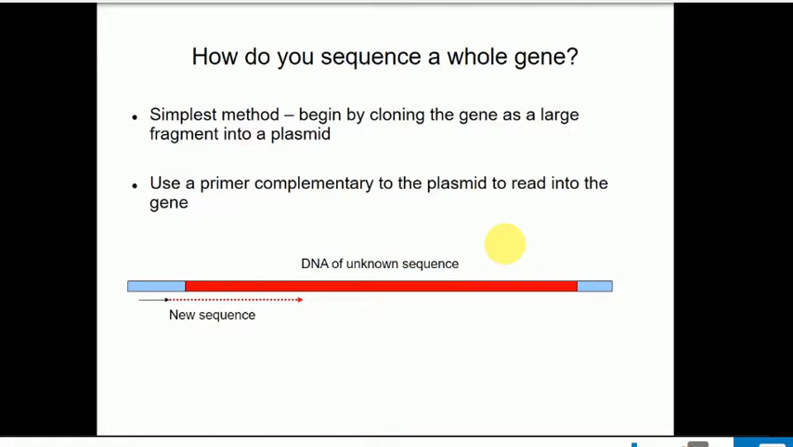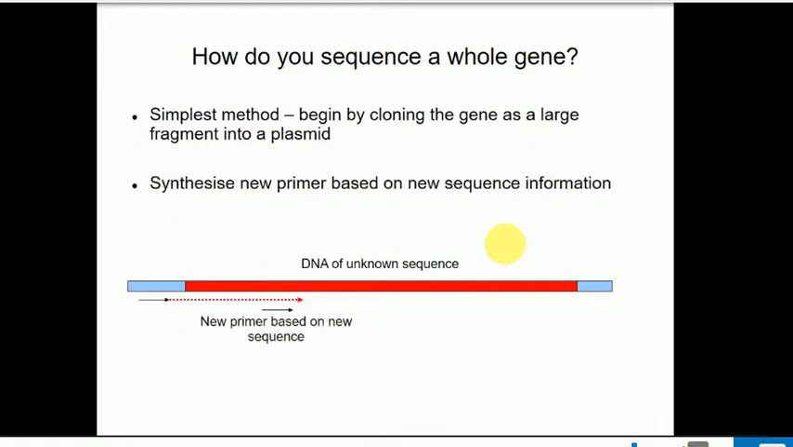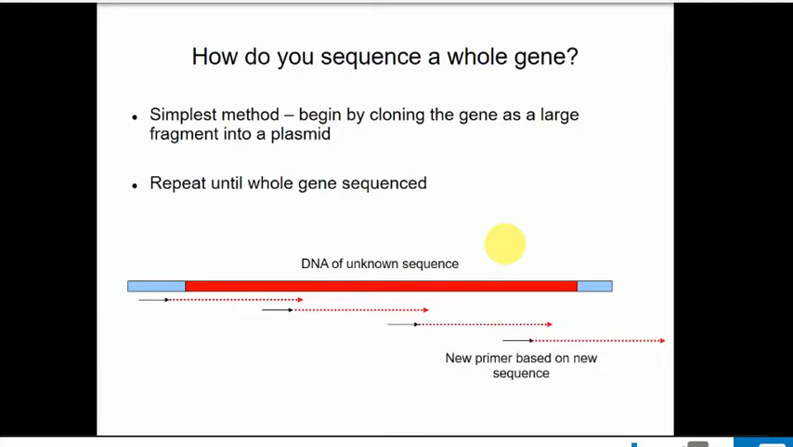But now we do know this sequence. Okay, we've got that from our first sequencing experiment. So we can design a primer which is complementary to this sequence and extend that a little bit further to make a new primer based on our new sequence, and now we can go further through. And then we can keep on doing that until eventually we hit plasmid sequence and we know that we've sequenced right the way through this piece of DNA.